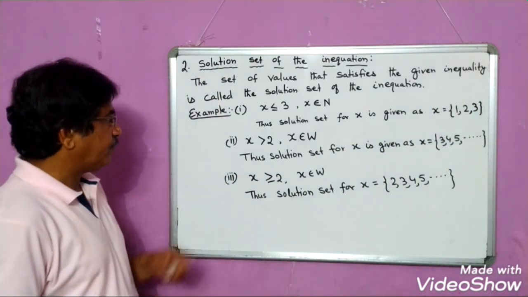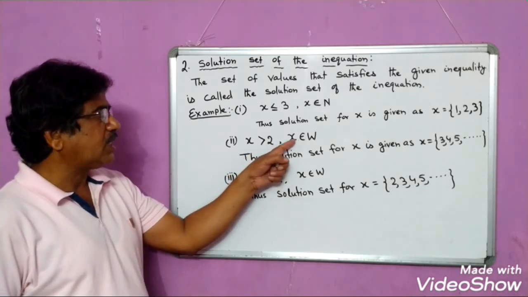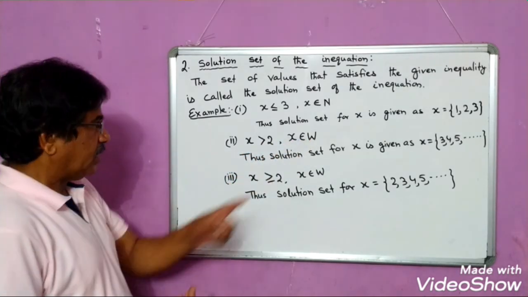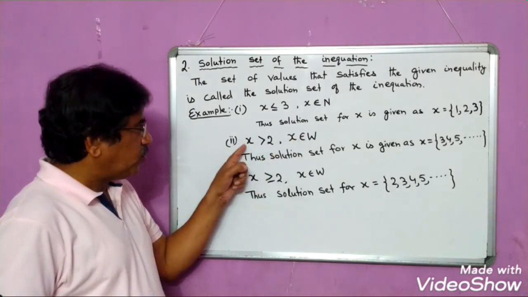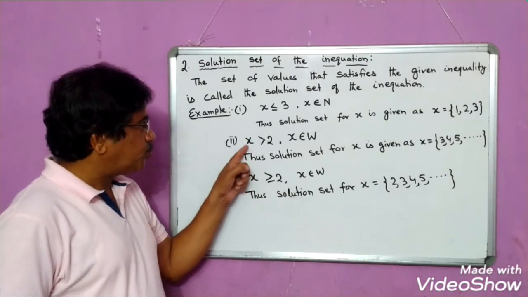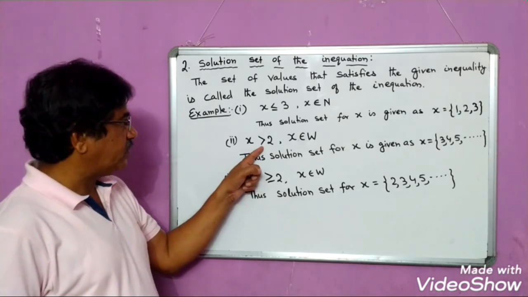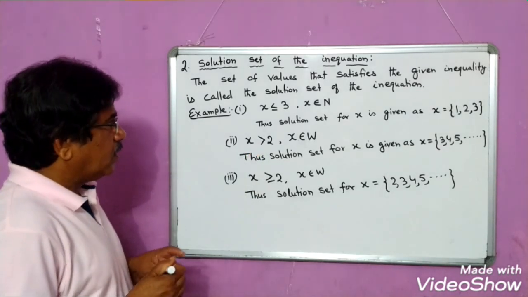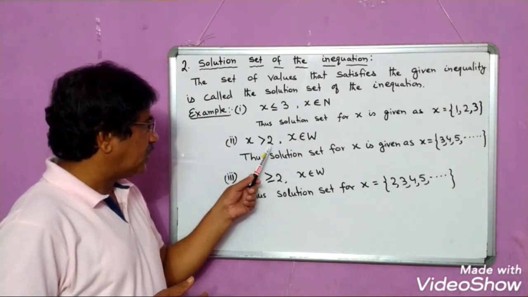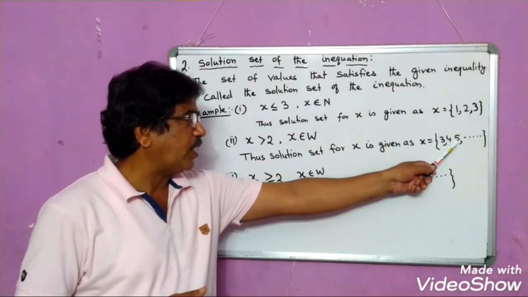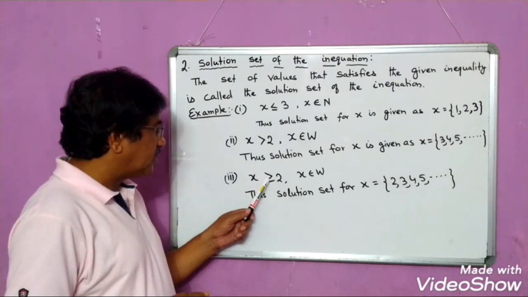Now take one more example. Suppose the condition is x is greater than 2, and here x belongs to whole numbers, W standing for whole numbers. To satisfy this condition, the value of x should be a whole number, and it must always be greater than 2, because the inequality sign given here is greater than. What are the whole numbers greater than 2? That is nothing but 3, 4, 5, 6 and so on. Take another example. x is greater than or equal to 2.